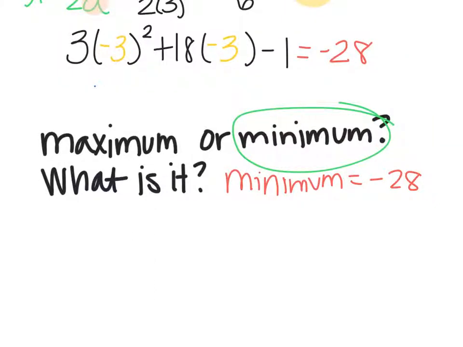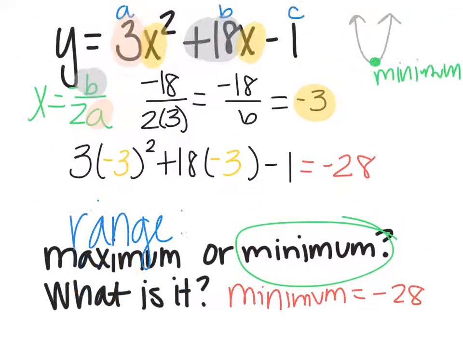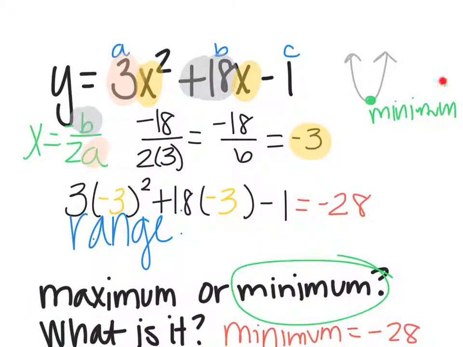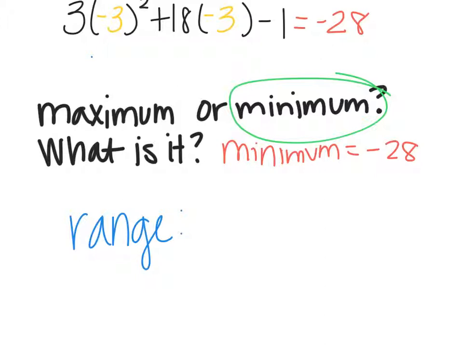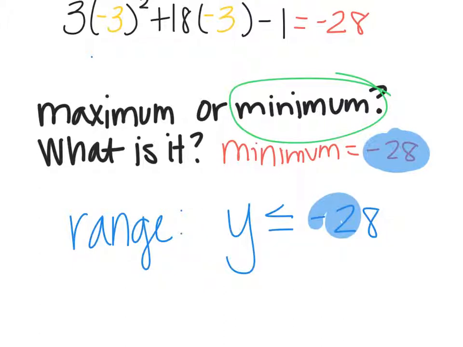Recall that's going to tell me one other thing. That also gives me my range. So my range of my graph, because this parabola, remember, opened down, as we see up here in this graph, then I know my range is y's that are less than or equal to negative 28, because that was the value that we got for our maximum.